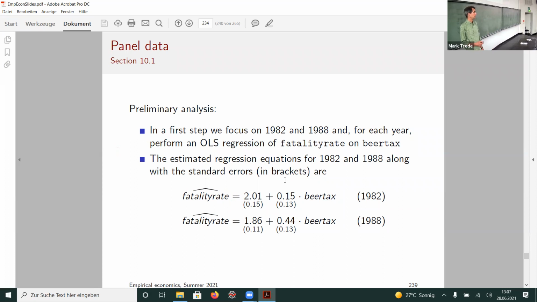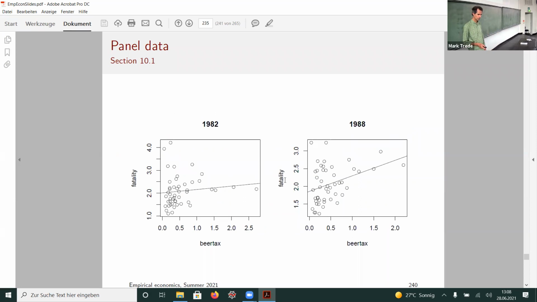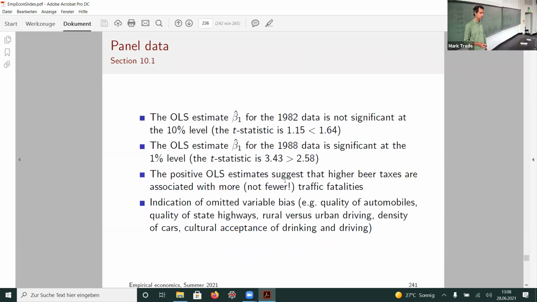Other reasons might be, for instance, omitted variables. So this is the same again as a scatter plot, or two scatter plots. We can see that the OLS estimate is not significant for 1982, but it is significant for 1988. And what we see is the higher the beer tax, the more traffic fatalities we have, which is strange. So it might be an indicator of omitted variable bias.